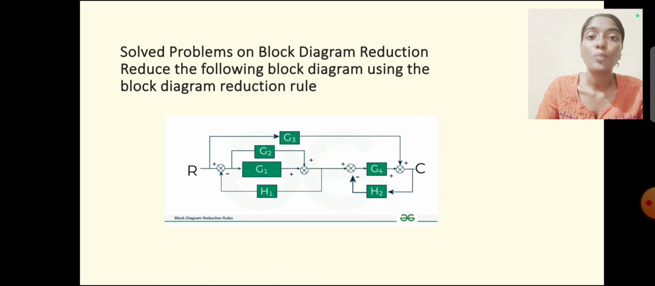Let's see the solved problem on block diagram reduction. Reduce the following block diagram using block diagram reduction rules. Here the block diagram is given. Let's solve this.